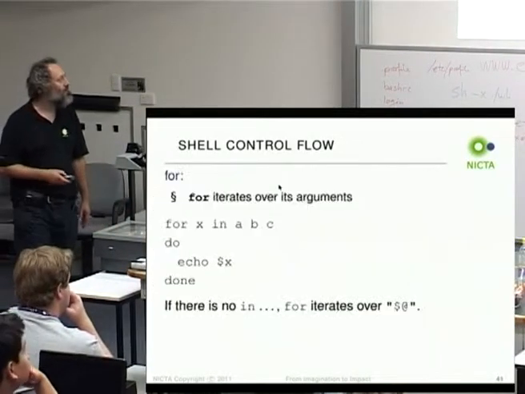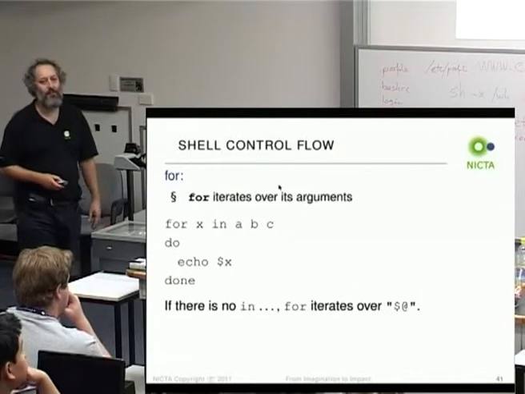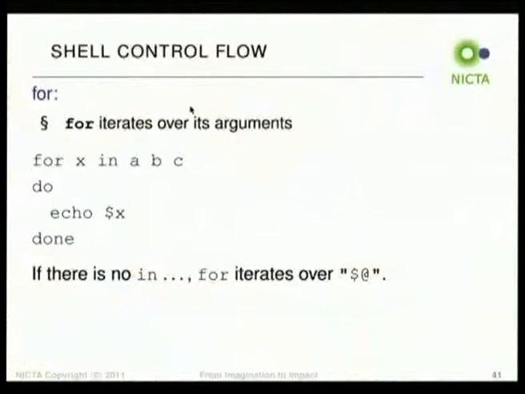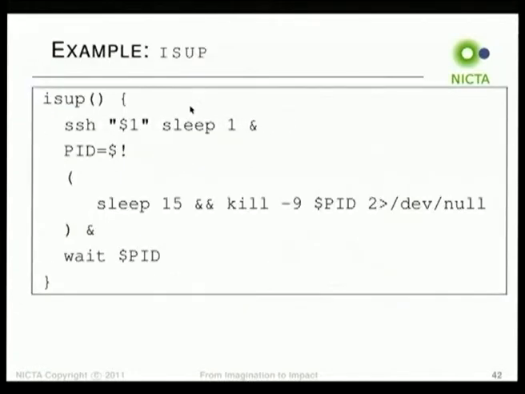Easy? Right. For iterates over its arguments. We've already seen this, iterating over the arguments to the whole shell script. But this one here echoes this one. We've already seen that, so I won't spend too much time on it.